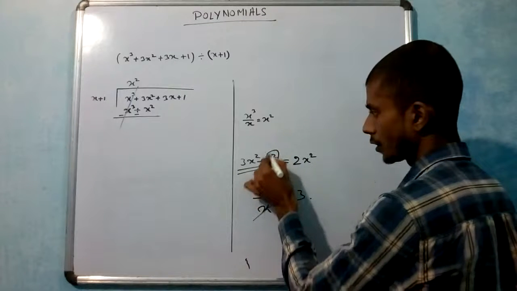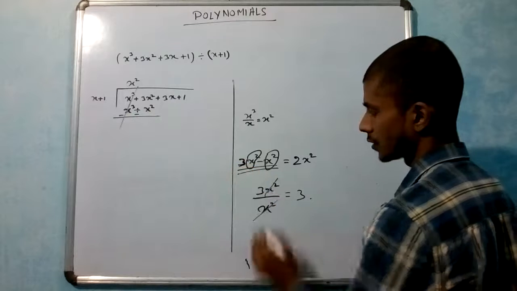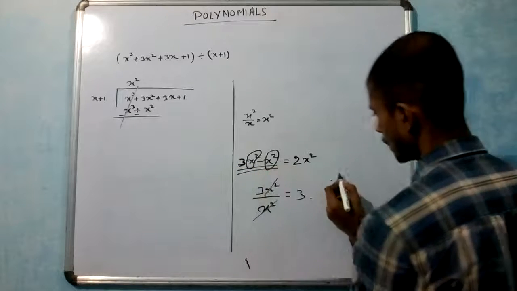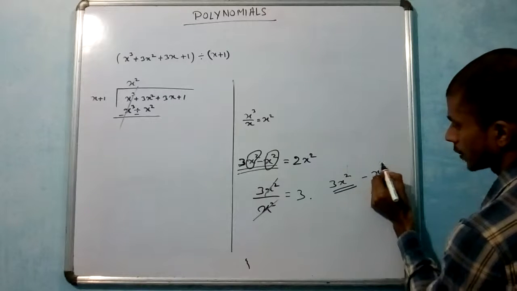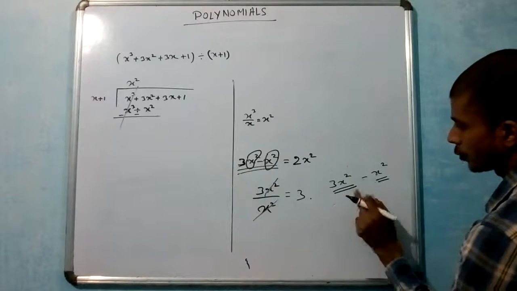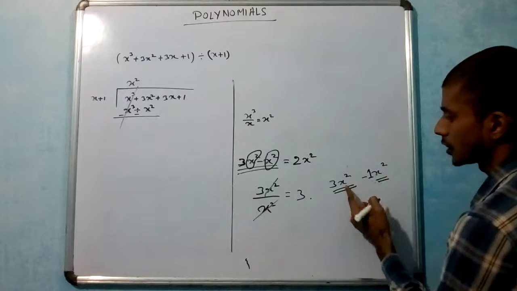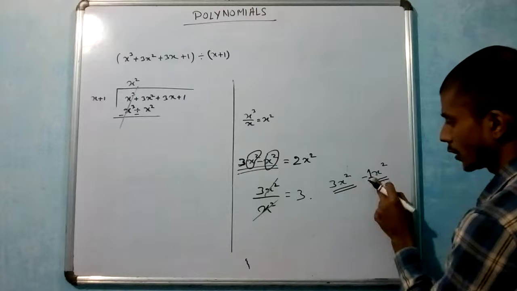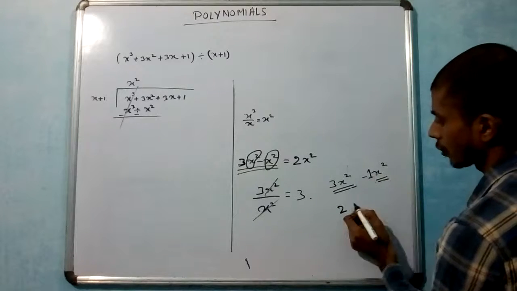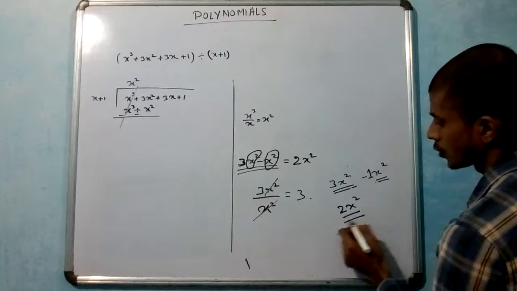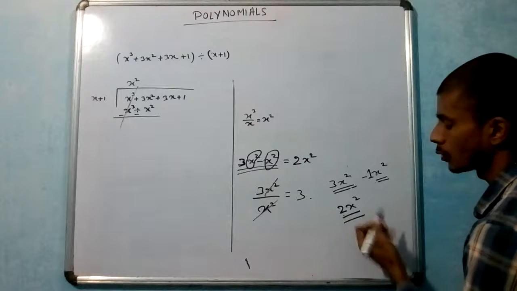X square is one complete term, and this is also x square. This is 3x square, and these two are like terms. 3x square and minus x square, both are x square terms. This is 1x square, this is 3x square. So from 3, if 1 goes, how much will be left? 2. And what is this term about? It is about x square. So 2x square. It is like 3 mango minus 1 mango. How many mango? 2 mango.